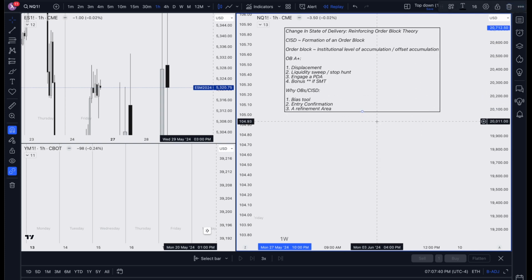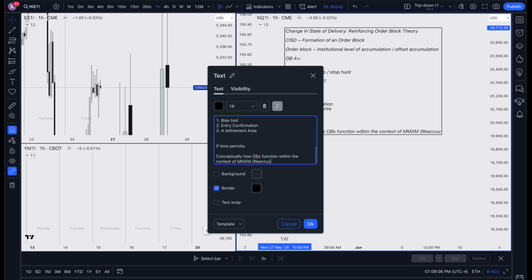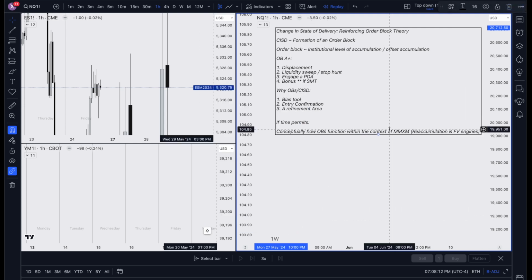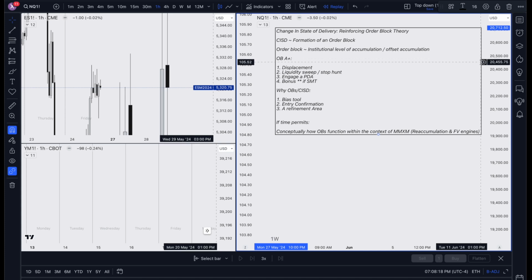Okay, so why order blocks in CISD? A bias tool, an entry confirmation, and a refinement area. If we have time, we can get into some conceptual stuff. If time permits, we'll talk about conceptually how order blocks function in the context of market maker models. This is the idea of reaccumulation and fair value engines of the market. It's not as important a concept for today as I would love to rant about, because conceptually speaking, it doesn't matter for your trading.